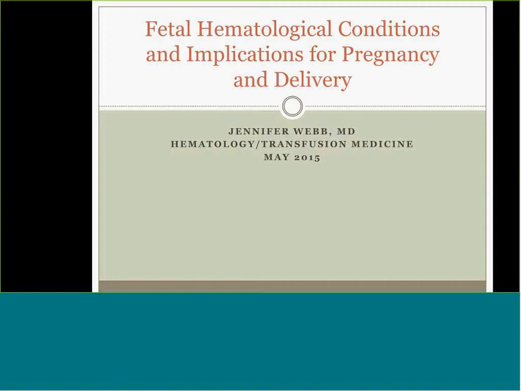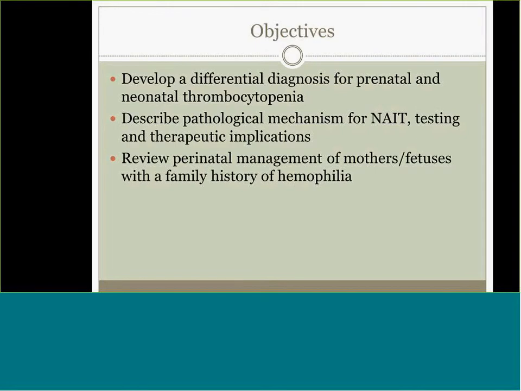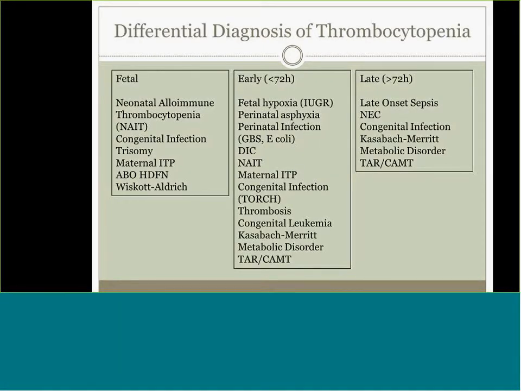The title is Fetal Hematologic Conditions, Implications for Pregnancy and Delivery. My objectives are to develop a differential diagnosis for prenatal thrombocytopenia. I want to describe pathological mechanisms for NAIT, testing and therapeutic implications, and we'll spend a lot of time on that. I was asked to speak about TAR, the Thrombocytopenia-Absent Radius syndrome, so I'll briefly talk about that and what testing is available for that here, and then review perinatal management of mothers of fetuses with a family history of hemophilia, what the guidelines say regarding how to manage these infants.